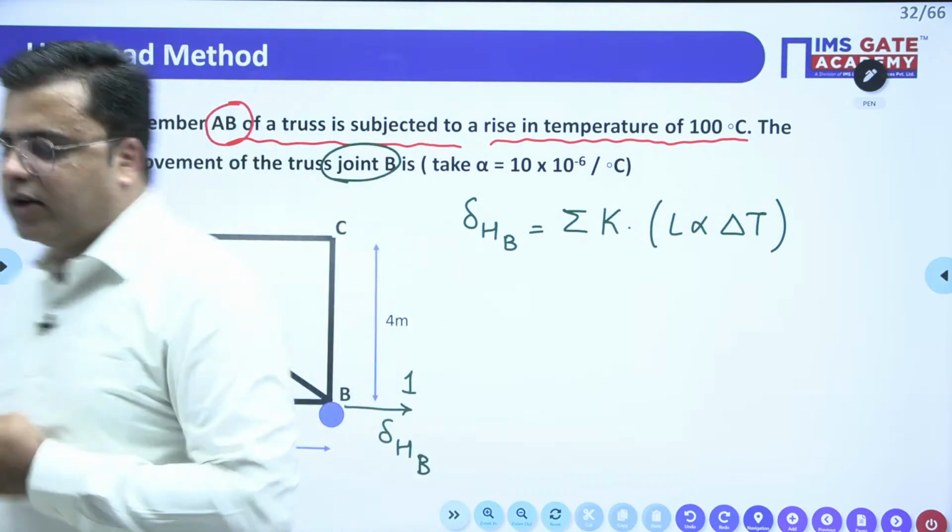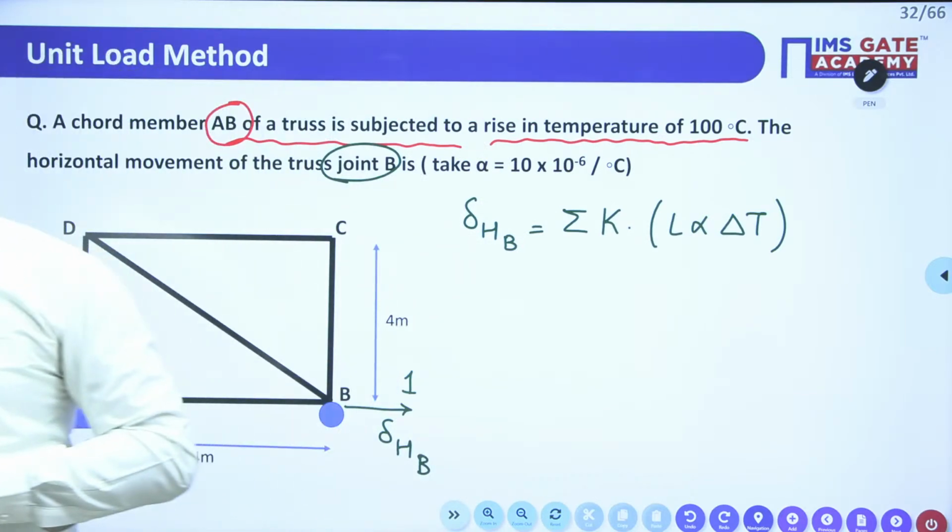Okay, just try to solve this. Try to read the question and understand the question.